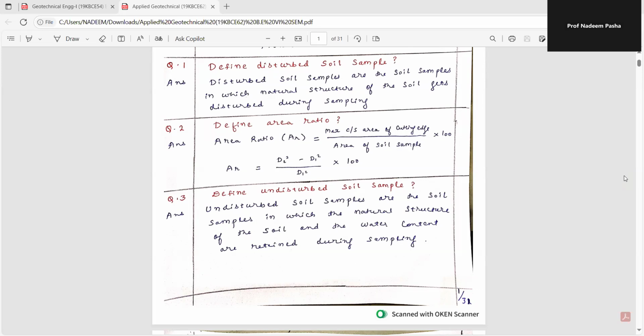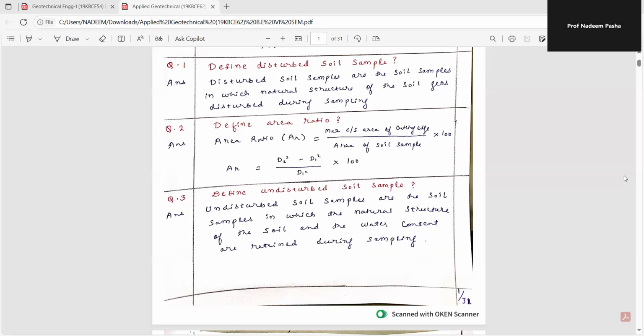Area ratio, how you are defining, is the ratio of the maximum cross-section area of the cutting edge to the area of soil sample, into 100. That is, AR is equal to (D2 square minus D1 square) divided by D1 square, into 100.